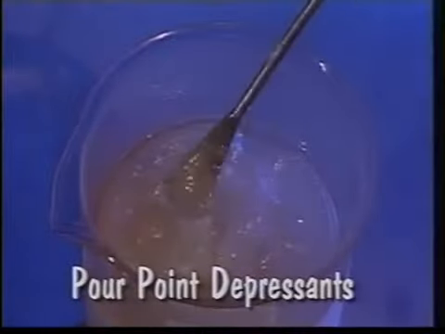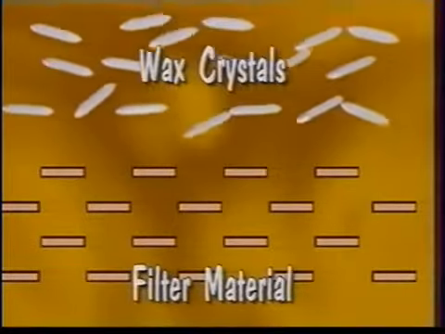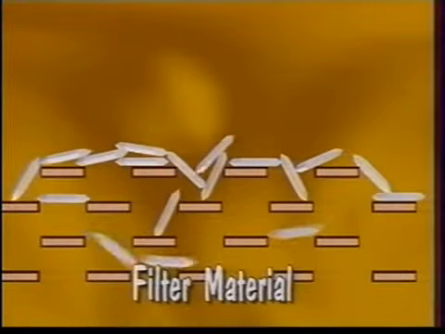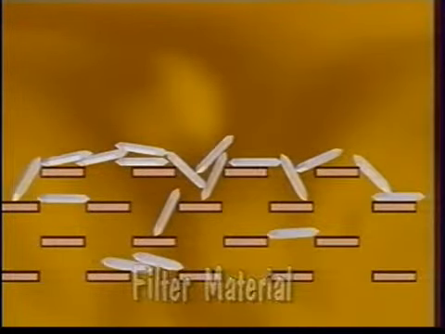Pour-point depressants control paraffinic wax crystal formation at low temperatures by interrupting crystal growth and are especially useful in lubricating oil and fuels. Reducing crystal size and altering their shape maintains proper lubricant viscosity and flow, important for sub-zero startup capabilities.